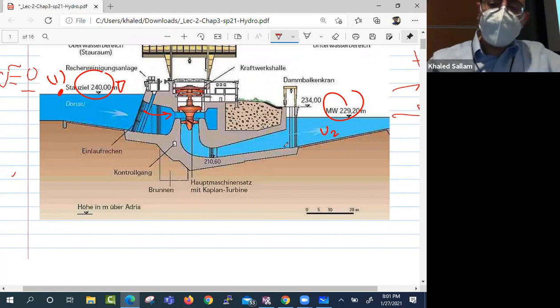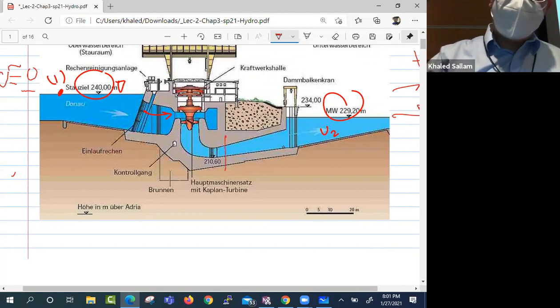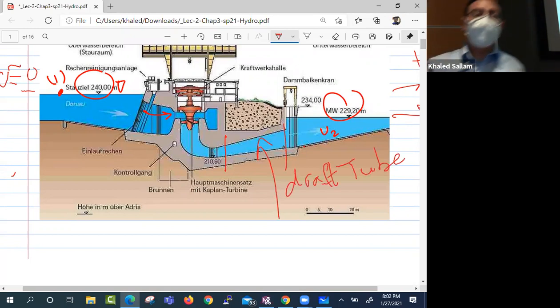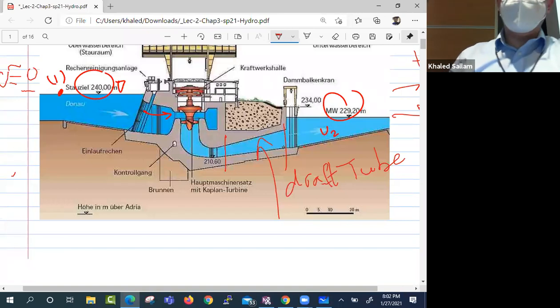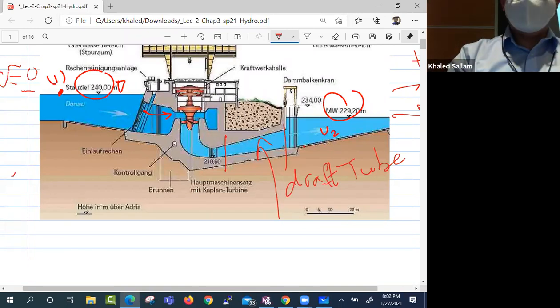Now, something interesting is happening too in this drawing. Look at the cross-section area here and the cross-section over there. This is called the draft tube. In a hydraulic turbine, at the exit, they have a tube that gets bigger and bigger. Why do you think the area is getting bigger and bigger? Excellent. So that they make this velocity really small.